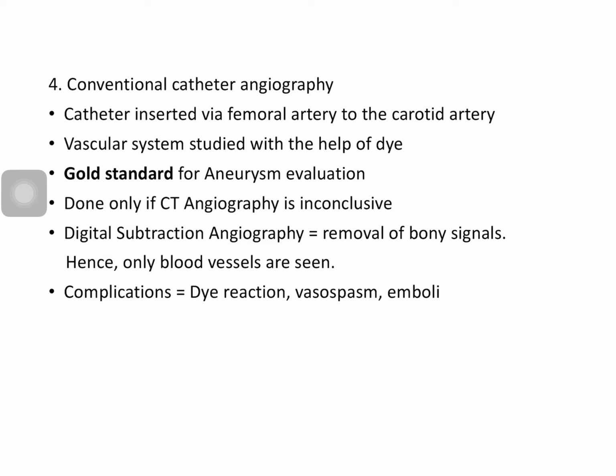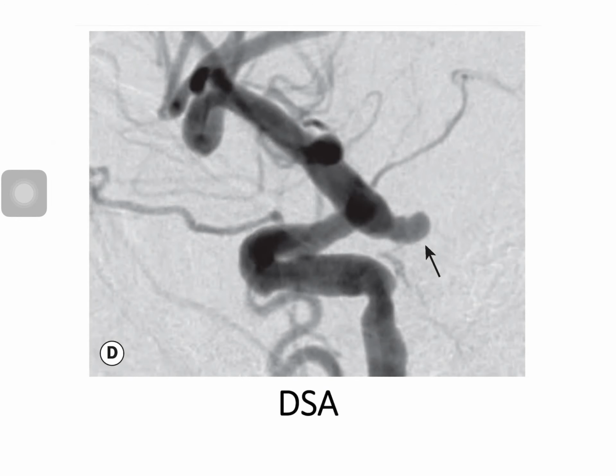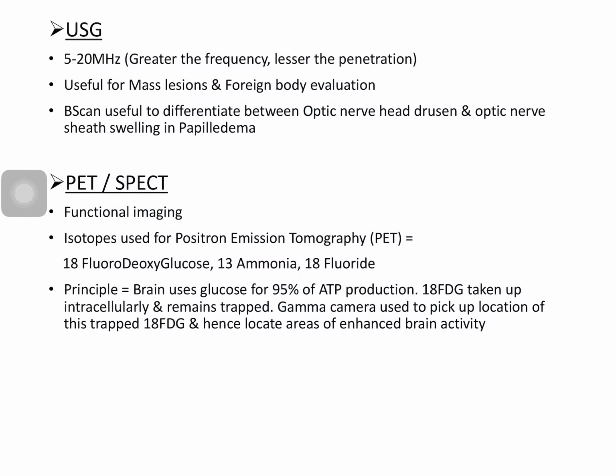There is a concept of digital subtraction angiography, which means the images of the bone are removed and only the vascular tissue is left behind. Hence only the blood vessels are seen. Complications are again the reaction to the dye, vasospasm, simply because you're irritating the blood vessels. Imagine starting from the femoral artery, going straight up and right into the carotid artery. Some amount of vascular irritation is possible, and embolus formation, because again, vascular trauma is very much possible in such a case. So this is digital subtraction angiography. Only the blood vessels are outlined. Bone is nowhere to be seen because it is digitally subtracted.